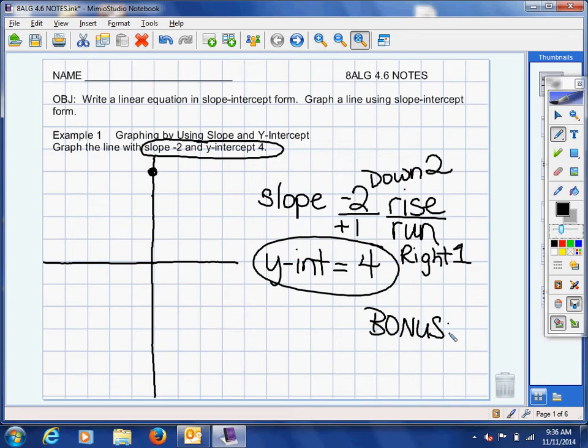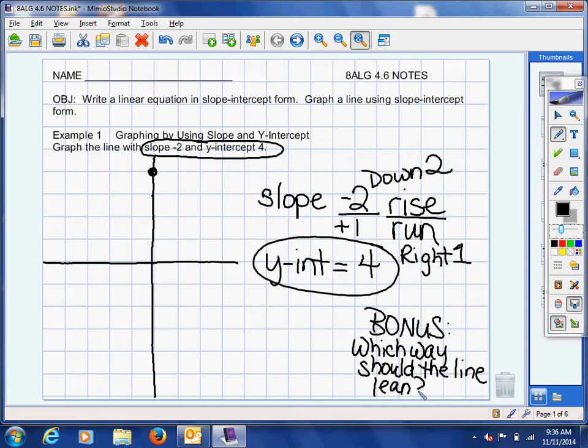So tell me, which way should the line lean? If you think you know the answer, write it down right now. Just pause the video for a second and write it down. Okay, let's get started again.